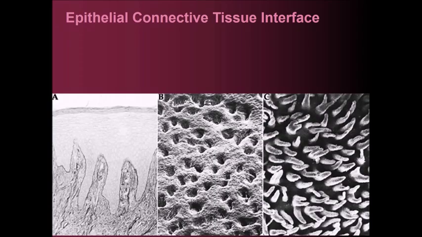If we take out the epithelium from the connective tissue, how does it look like? This is an electron microscope image. Here I can see the rete ridges, and here are the holes where the rete ridges go. Between them I have the papillary layer of the connective tissue.